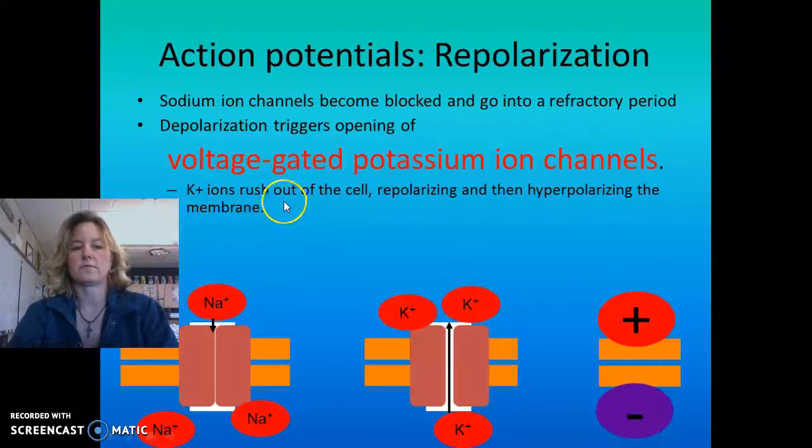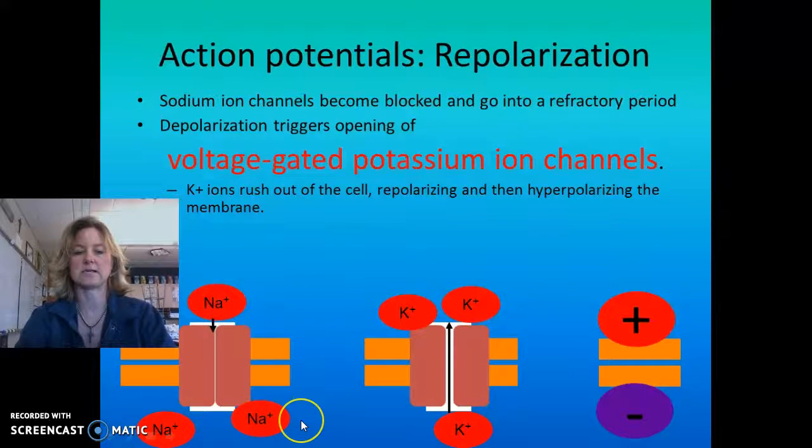Okay, so if you remember, what we've done so far is that the sodium channels have opened. The sodium rushes from the outside of the cell to the inside of the cell, causing the membrane to change voltage. So the outside of the cell becomes negative and the inside becomes positive. That change in potential is called depolarization, and that is the upward trend on the graph that we see.